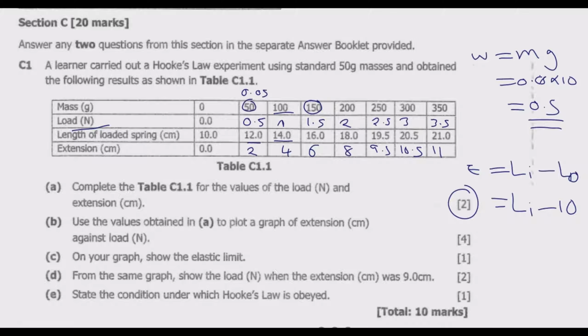We move to B. Use the values obtained in A to plot a graph of extension against load. What is key here is to identify which one is the y-axis and which one is the x-axis. Always the first one is the y-axis. So this is y, and then the second one is the x-axis in physics. Don't swap.